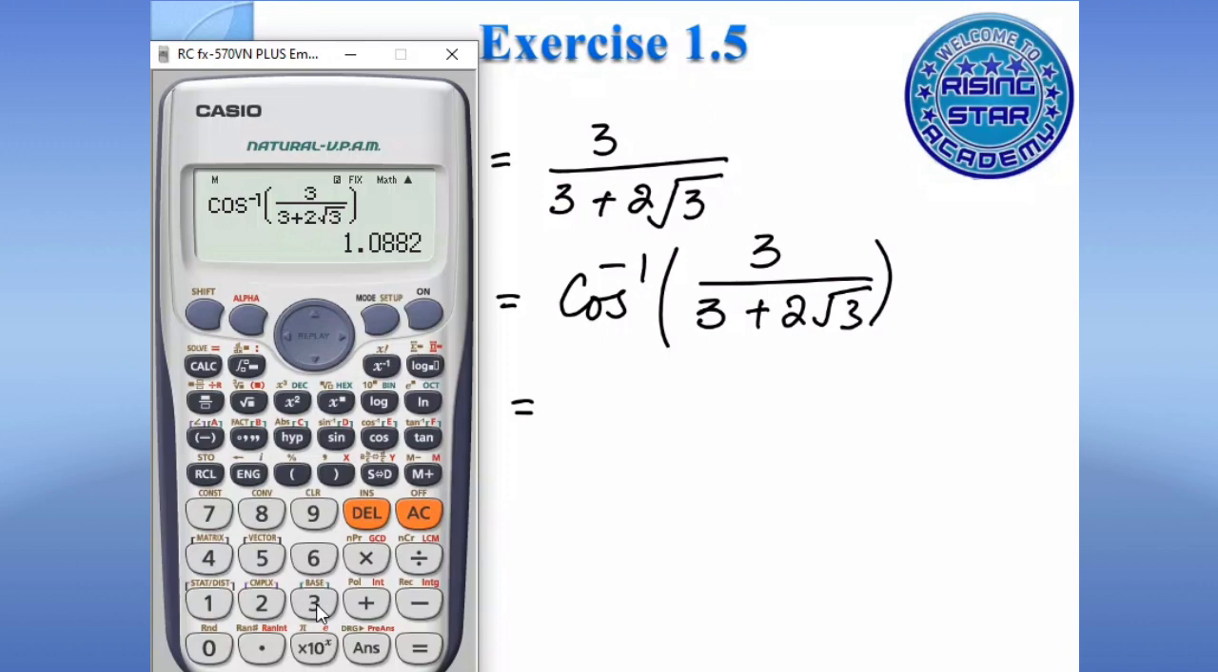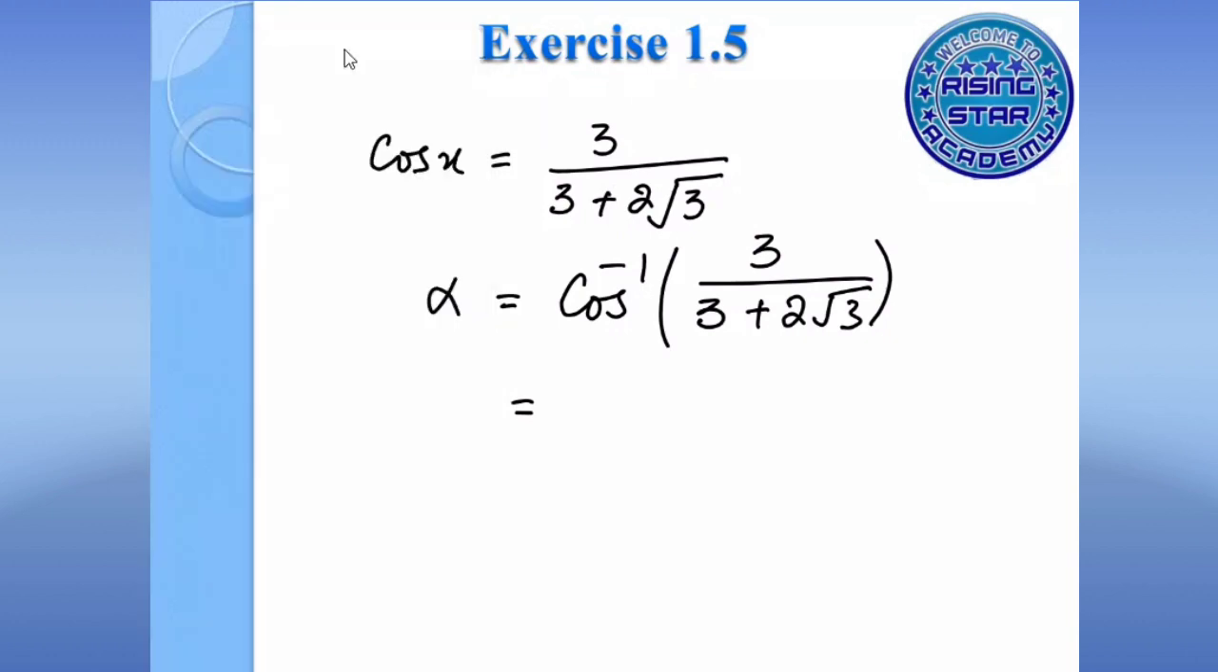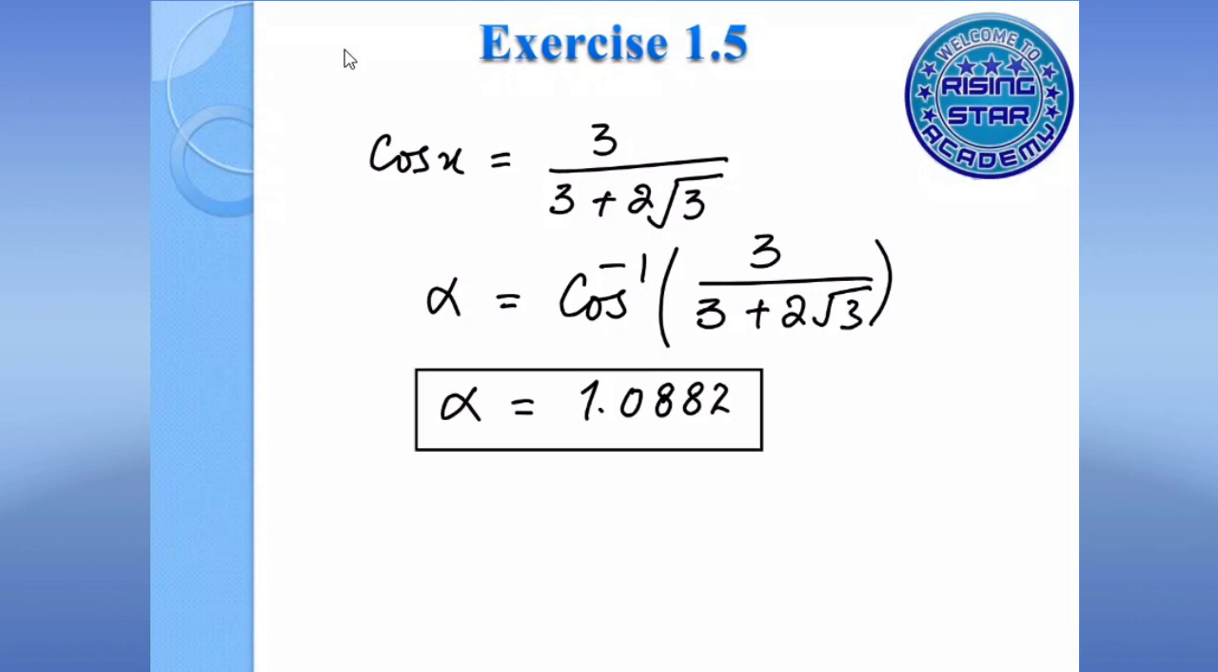Now I will use the calculator to find the cos inverse. So here you can see our cos inverse value. That would be 1.0882. Let me write. This is our alpha value. Now we know that cos is positive in the first and the fourth quadrant. So due to that reason, we will find the angles. So in the first quadrant, it would remain as it is.